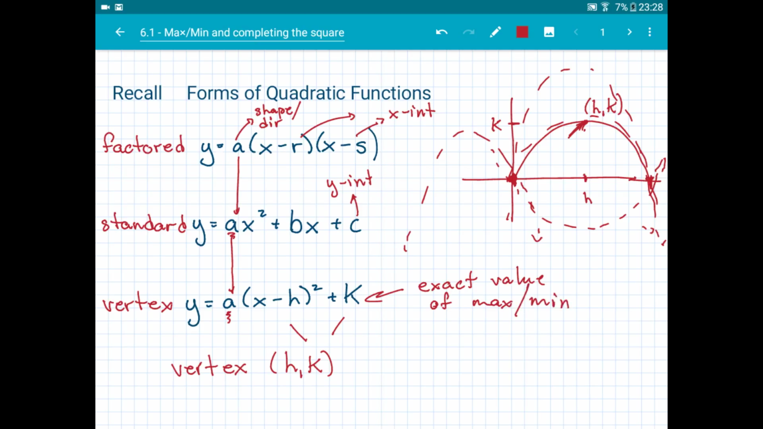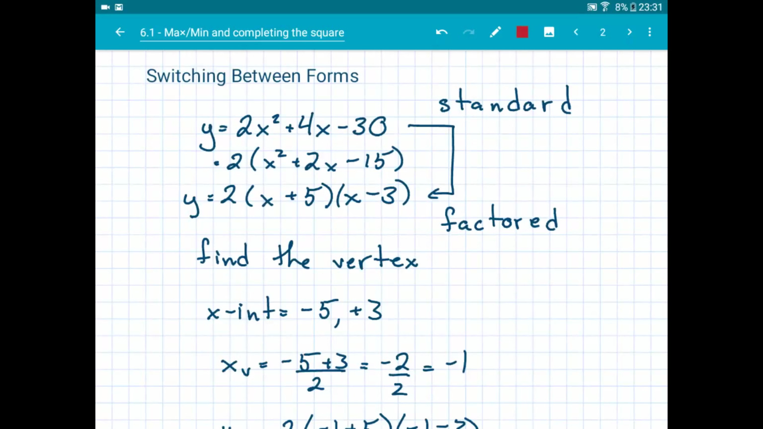Now to know whether you're talking about a maximum or a minimum, you just need to know whether it opens up or down. So if A is greater than 0, remember from what we did before, that tells you that it opens up, which means it reaches a minimum value. If A is less than 0, then it opens down and it goes to a highest point or a maximum value. So if we can just get everything into vertex form, then we just read K off of the equation, and that tells us what the maximum or the minimum height is.